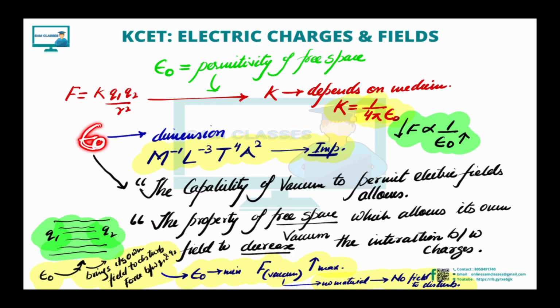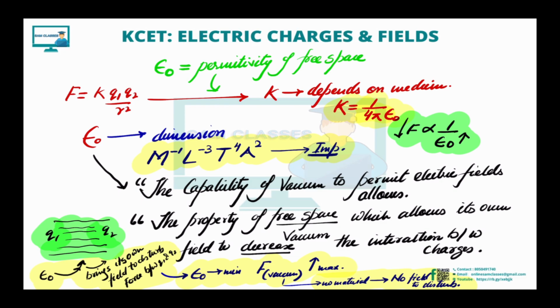This epsilon, or the permittivity, creates its own field. What to do? To disturb the interaction between the charges. The stronger the field it creates, the more it will disturb. The weaker it is, the less it will disturb.